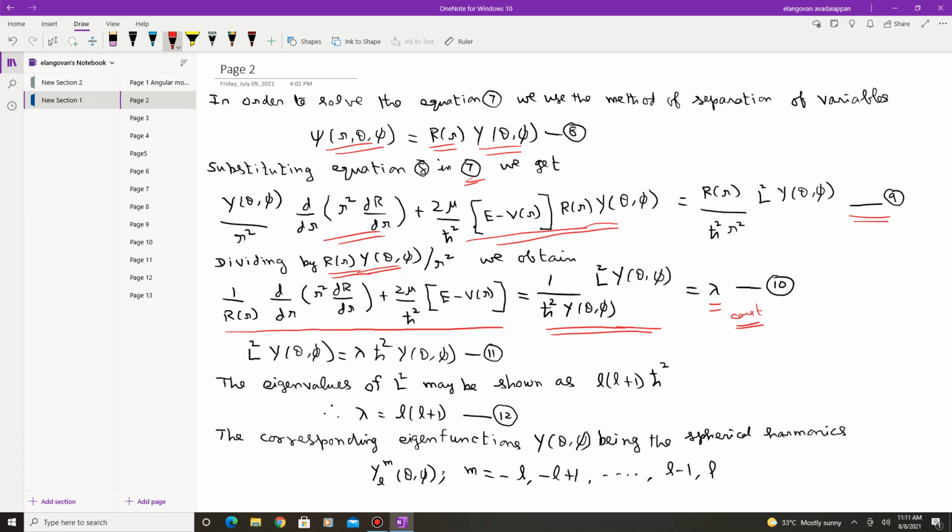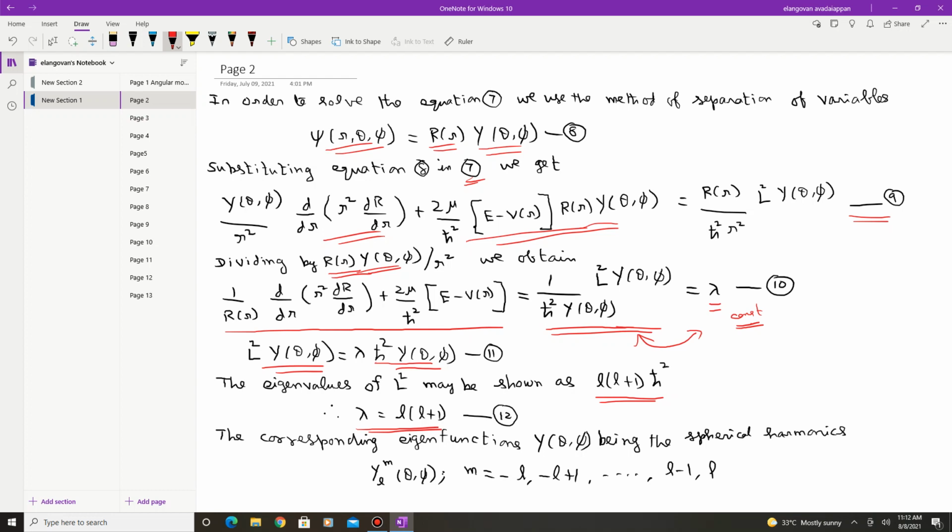Therefore, if you take these two, then from here L square Y of theta phi is equal to lambda h cross square Y of theta phi. So from equation 10 you can arrive at equation 11. The eigenvalues of L square may be shown as L into L plus 1 h cross square. So the constant lambda is equal to L into L plus 1, which is equation 12.